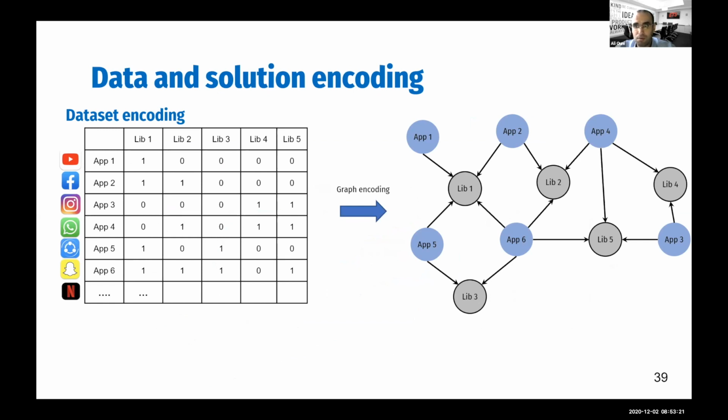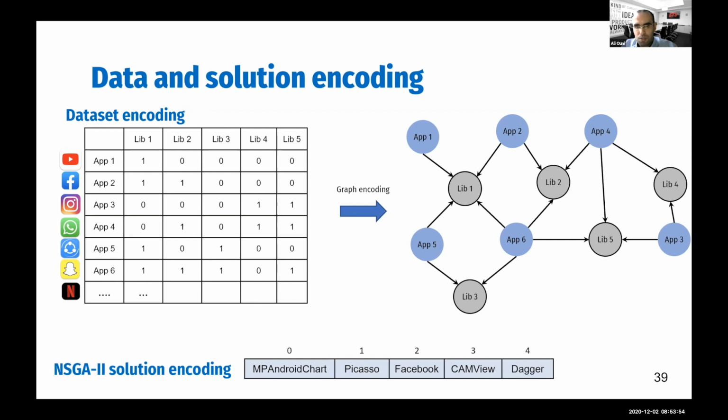Our input data consists of collected Android applications and their used libraries. As you can see in the table, we have the mobile apps in the rows, and the libraries in the columns. So we have 0 or 1. 1 means that application 1 is using library 1, and 0 means that application 1 is not using such library. Then we use a specific graph-based encoding to facilitate their exploration in the recommendation module. Then to represent our solution for the search algorithm, we used a vector, and in the vector, each dimension represents an Android application that could be recommended.